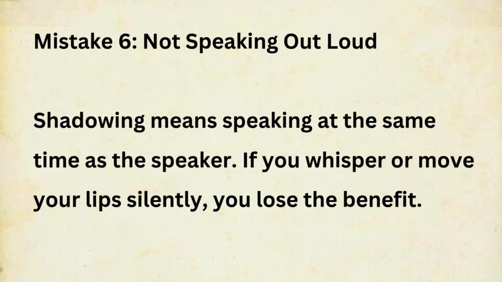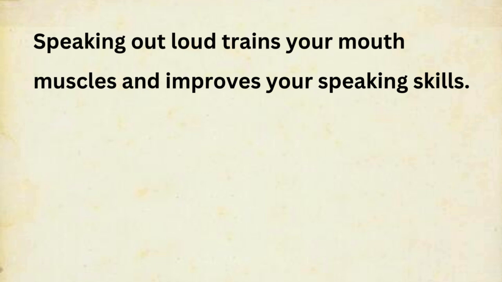Mistake 6. Not speaking out loud. Shadowing means speaking at the same time as the speaker. If you whisper or move your lips silently, you lose the benefit. Speaking out loud trains your mouth muscles and improves your speaking skills.